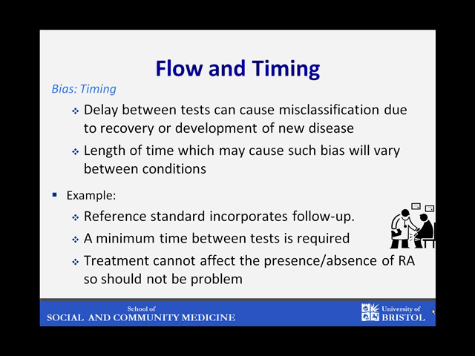For example, if patients recover, making it harder to retrospectively apply the reference standard, or for example in something like a UTI, whereby if the index test was taken from a urine sample and then the reference standard was taken from a different sample several weeks later, it is possible that a new UTI may have developed, and therefore the index test, which appeared to be wrong, was actually correct at the time of administration.